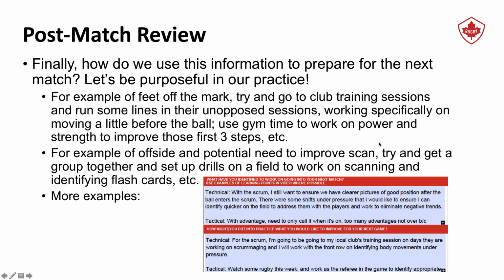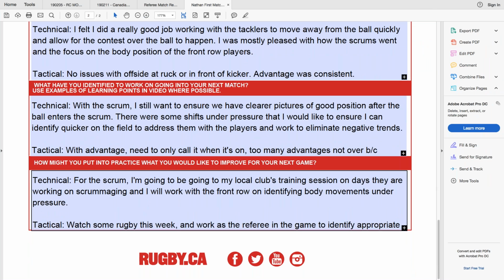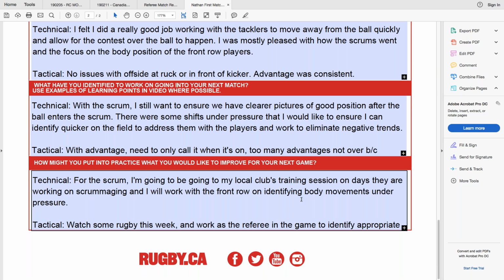And then a couple more examples. If we go back to here, we're going to look specifically at the scrum. I want clearer pictures of good body position. So I'm going to go and work with my local club's training session on days they are working on scrummaging, and work with the front row on identifying body movements under pressure.